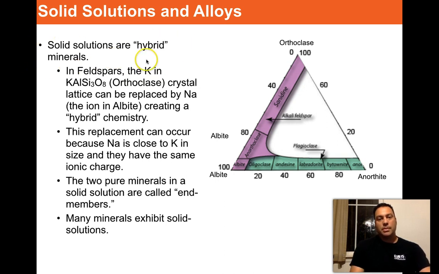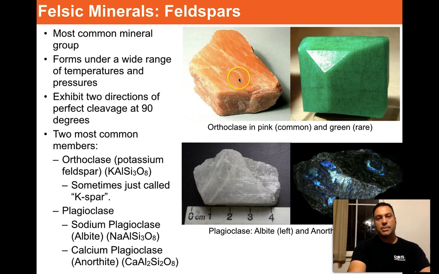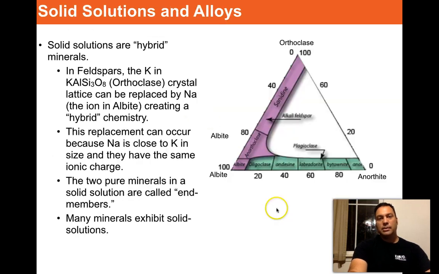So we were talking about perfect forms, right? Let's go back to this. This is perfect potassium feldspar. This is perfect sodium feldspar. And this is perfect calcium feldspar, also known as K-spar, albite, and anorthite. Well, when we come over here to the K-spar, which is also orthoclase, remember it's all the same stuff.